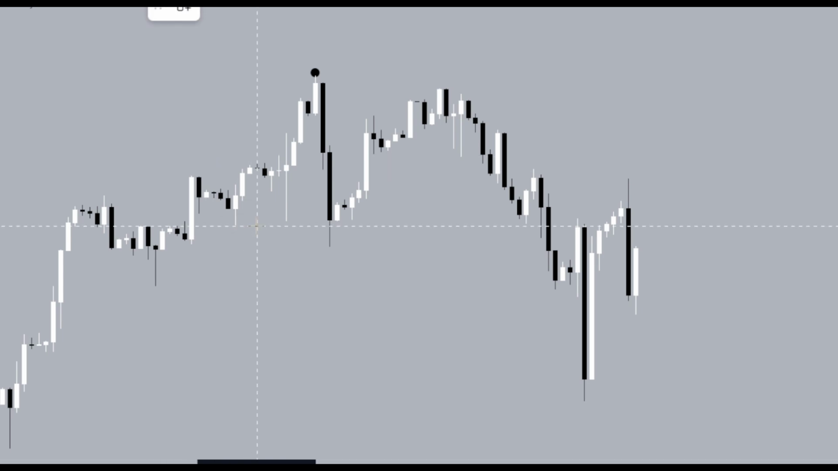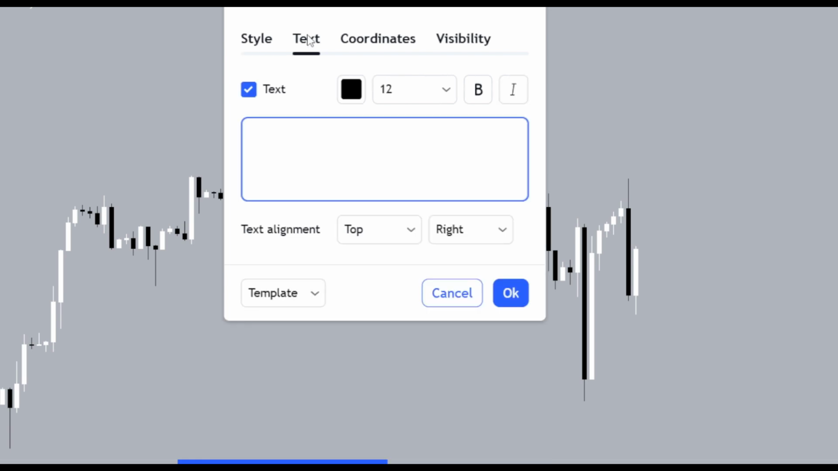Famous phrase in SMC ICT realms. The 4-hour CHoCH itself is positioned just over here. So this is the 4-hour CHoCH itself. Let's label that as CHoCH.